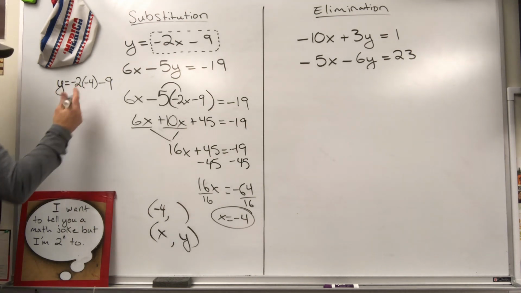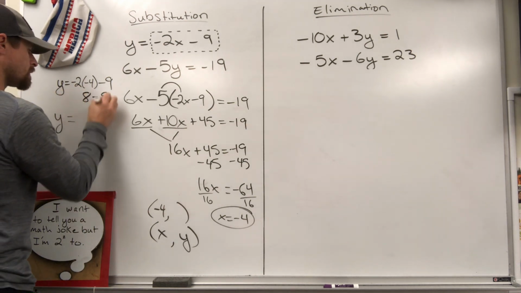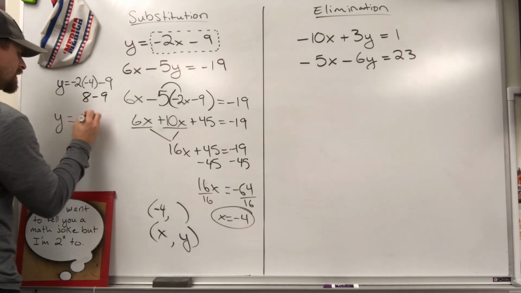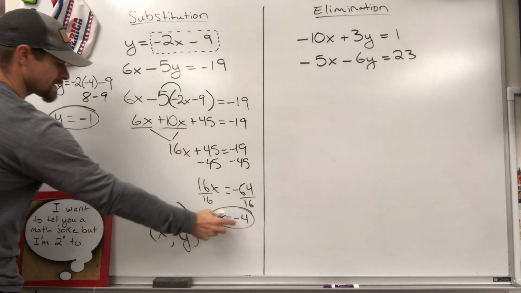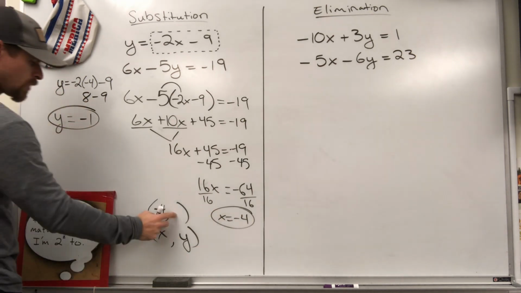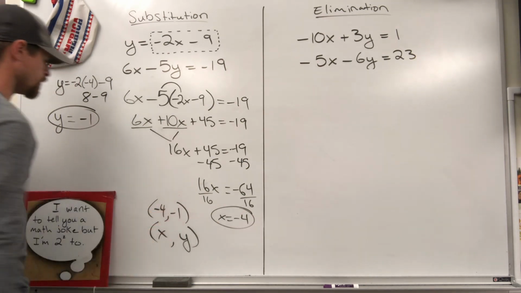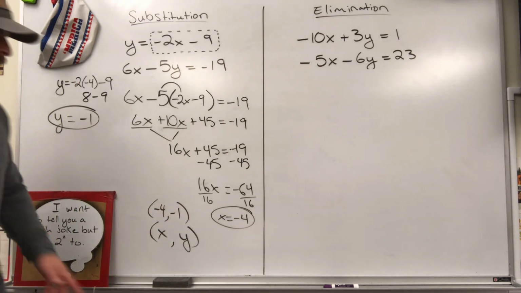Negative 2 times negative 4 gives me a positive 8. Minus 9. 8 minus 9 is negative 1. Now I've got my x and my y. My coordinate would be negative 4, negative 1.